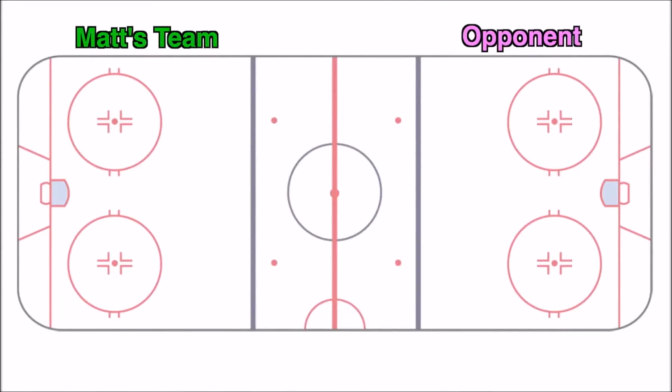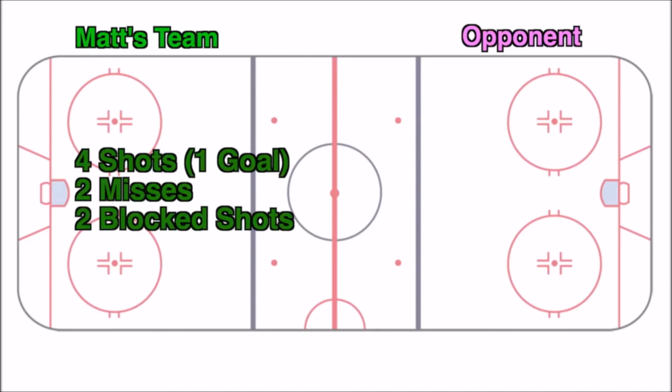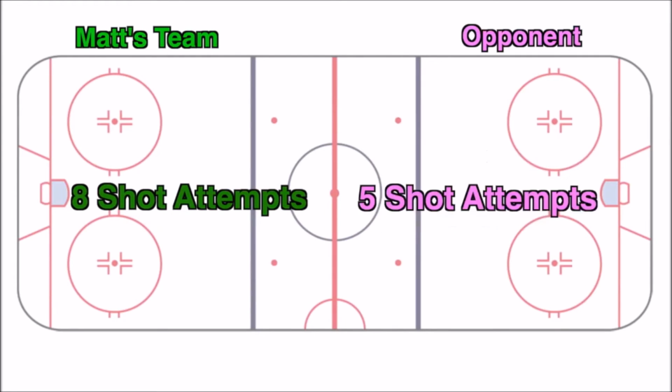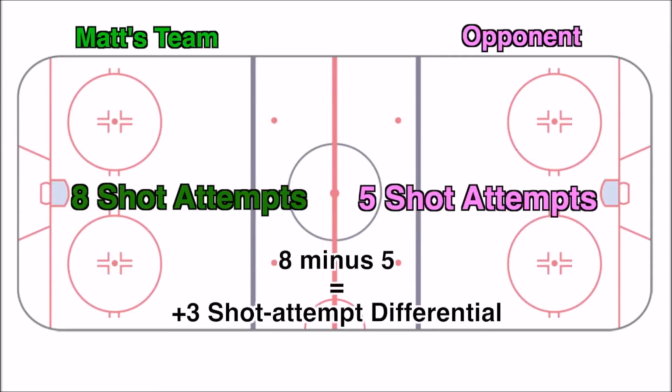But if we count all the shot attempts while Matt was on the ice, we have a better understanding of where he spent his time and how he was doing. So when Matt was on the ice, his team had 4 shots, 2 misses, and 2 blocks. And the other team had 2 shots, 2 misses, and 1 block. That's 8 shot attempts for the green team and 5 shot attempts for the pink team. Or we can just call that a +3 shot attempt differential.